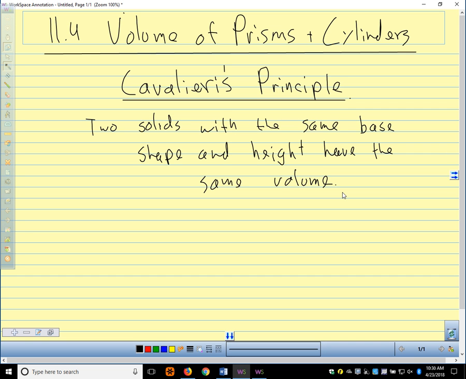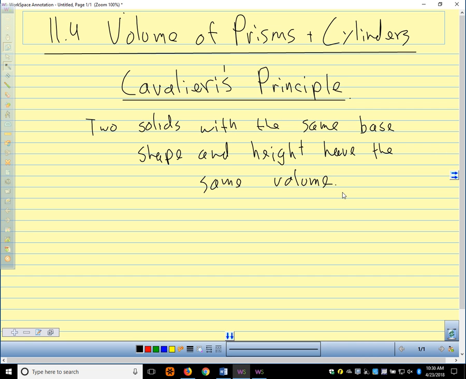Cavalieri's principle also works for cylinders. So there's my cylinder, my slinky. If I imagine that being full of water, well, if I slant it, I'm not changing how much space is inside. If I make it kind of zigzag shaped, I'm not changing how much space is inside. So we're saying the volume of these solids is the same as the volume of a cylinder. So that's what Cavalieri's principle tells us.